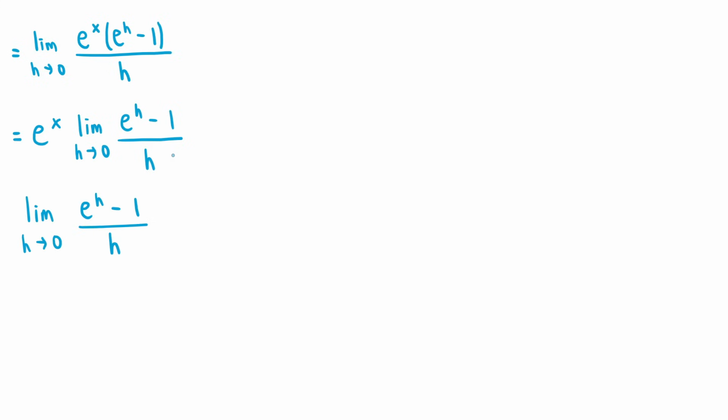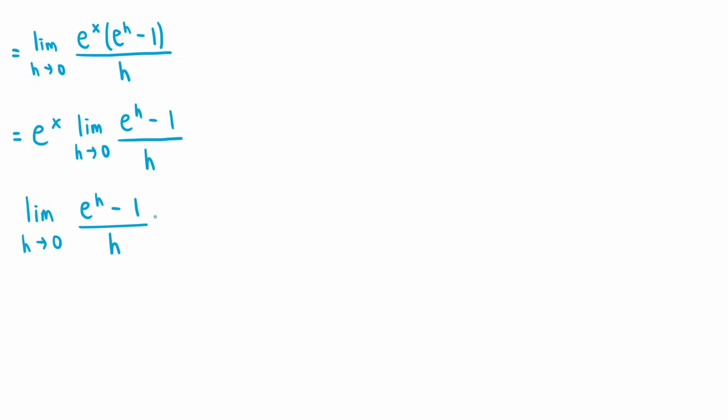Alright, so all we really need to do now is to find the limit as h approaches 0 of e to the h minus 1 over h, since e to the x can be treated as a constant, and it's not part of the limit anymore. So if we plug in h equals 0, e to the h becomes e to the 0, which equals 1, and 1 minus 1 equals 0, so the numerator would equal 0. And if we plug in h equals 0, the denominator just becomes 0.